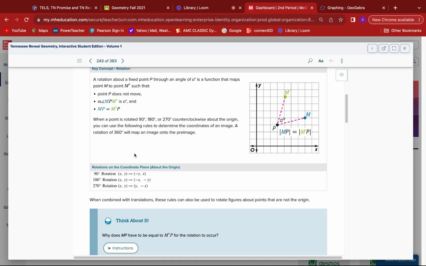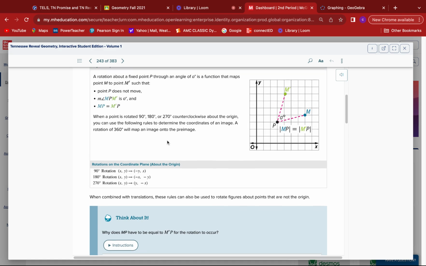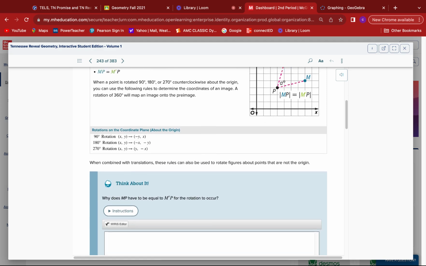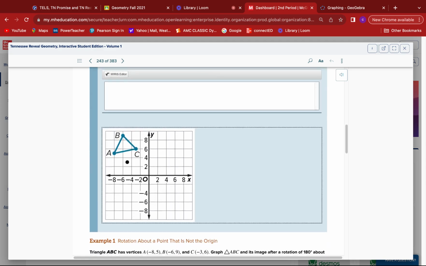Okay, so with that being said, we are looking at what happens if you're rotating around some other point that's not the origin, 0, 0. Okay, well, let's move on down here and get into it.